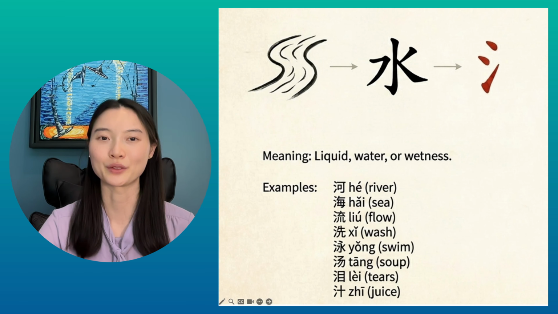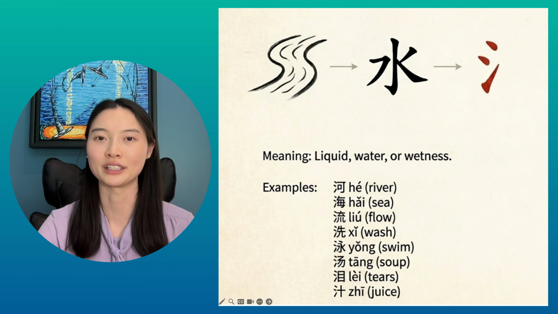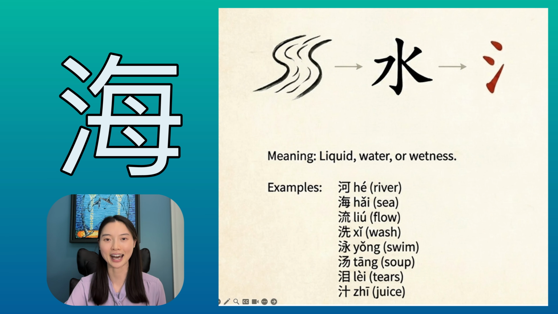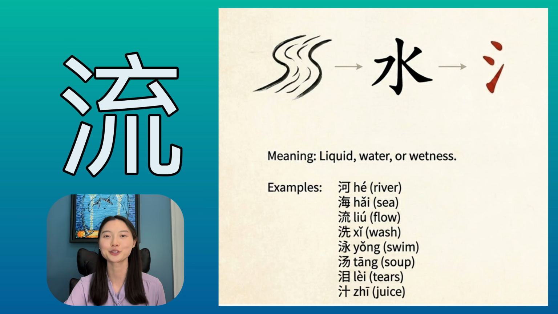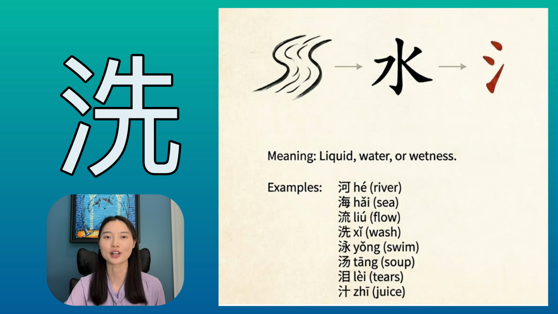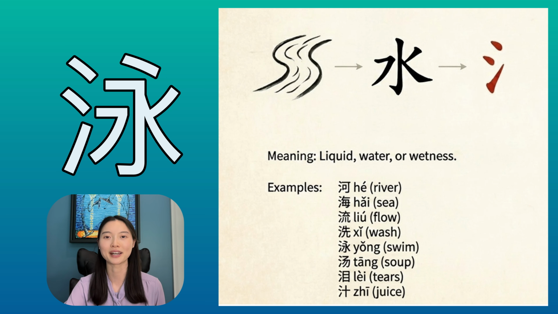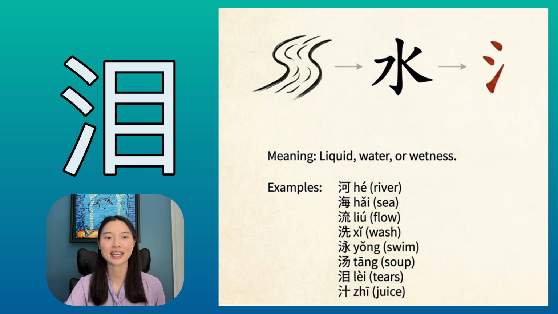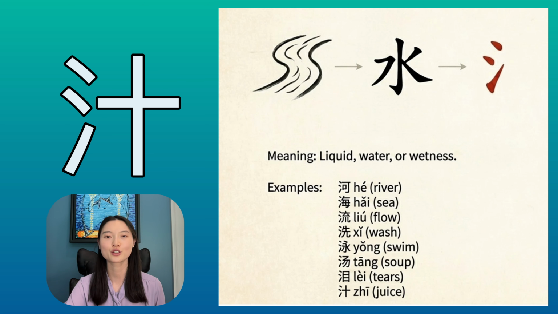Next, water radical. You met it in episode 4. The flowing lines of water compressed into 3 dots on the left. 3 drops of water: 河, river, 海, sea, 流, to flow, 洗, to wash, 泳, to swim, 汤, soup, 泪, tears, drops of water from the eye, 汁, juice.